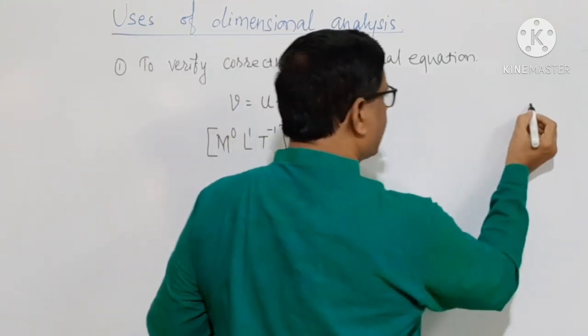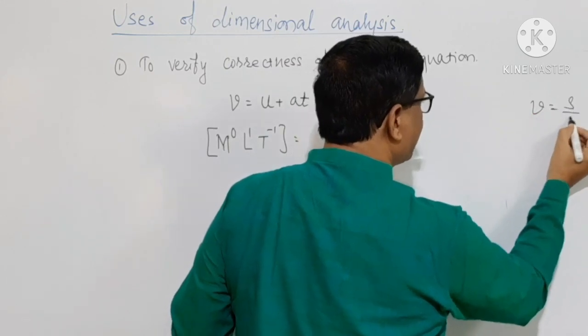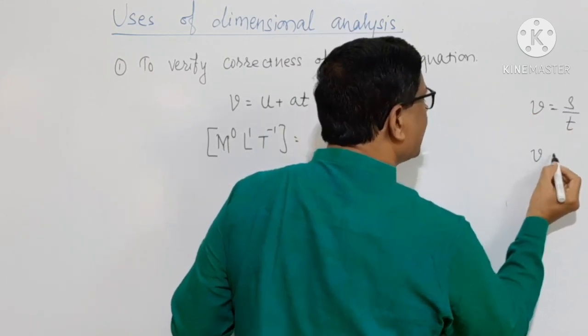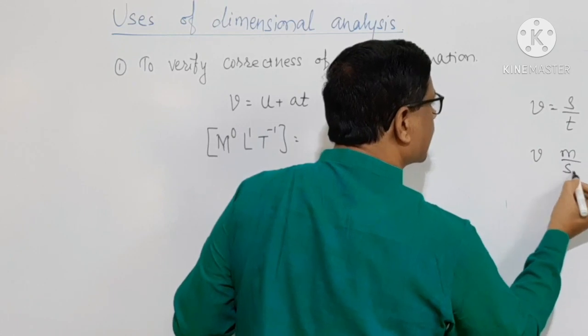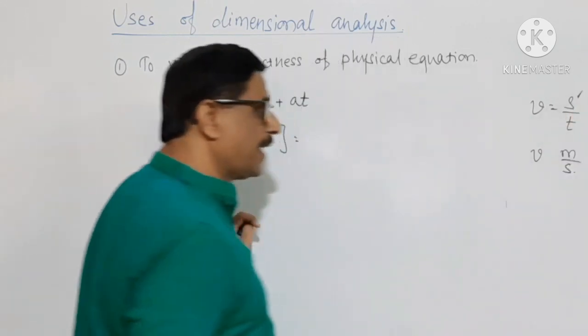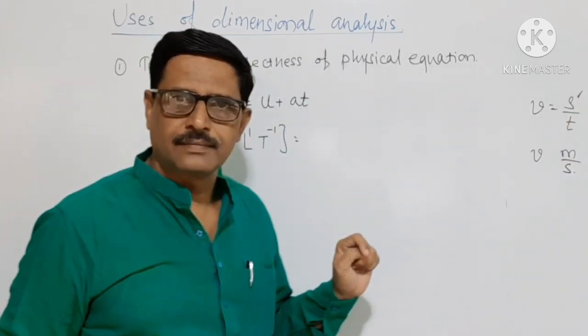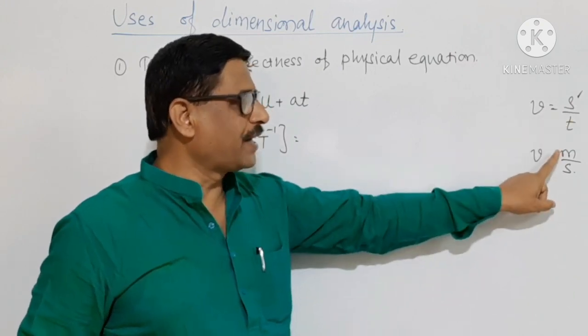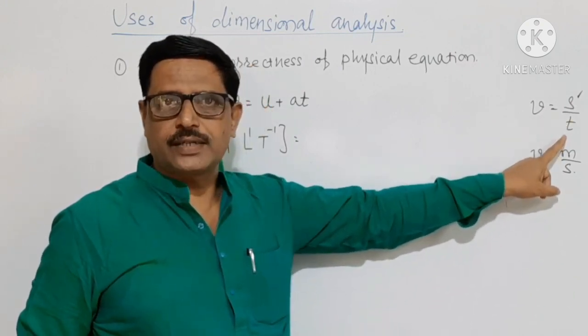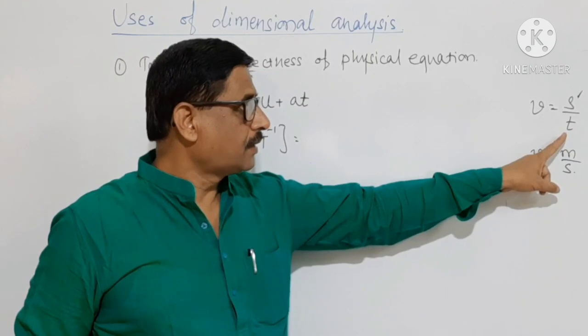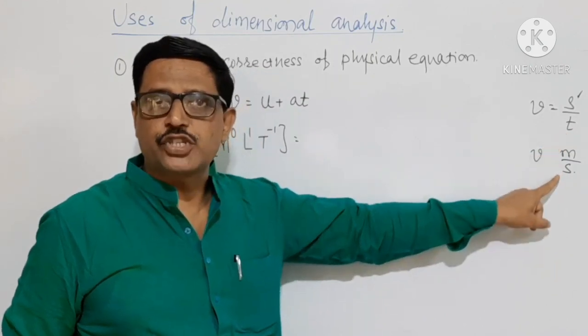Because we know that velocity is displacement per unit time, the unit of velocity is meter per second. Displacement is a length unit, therefore its unit is meter. Time is a time; the unit of time is second.